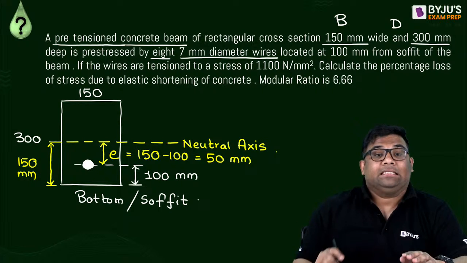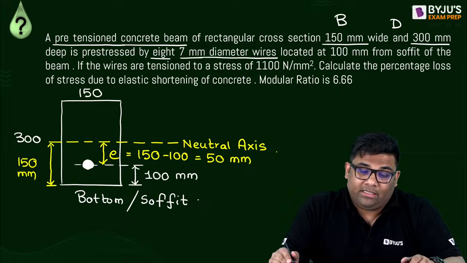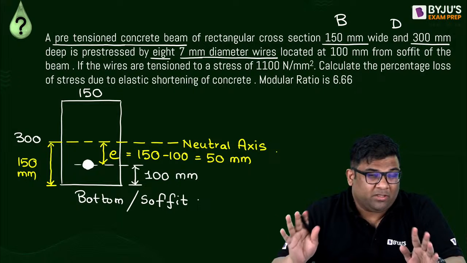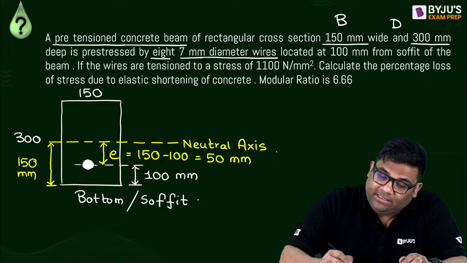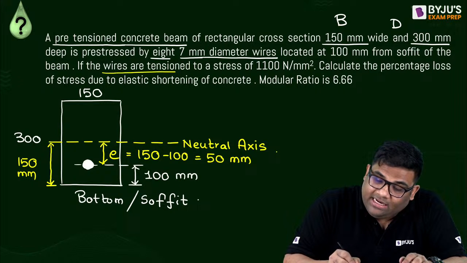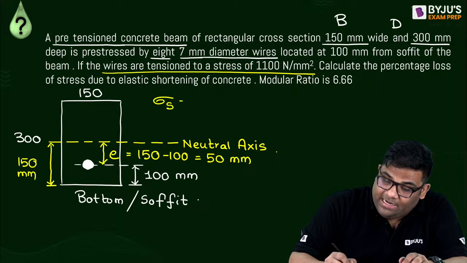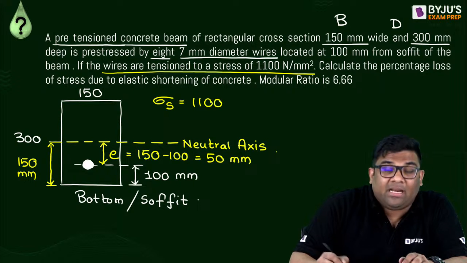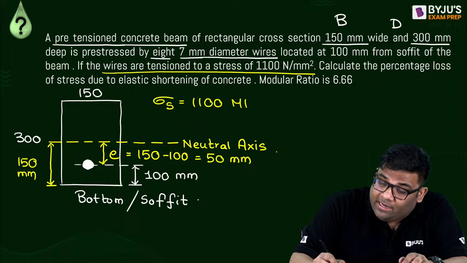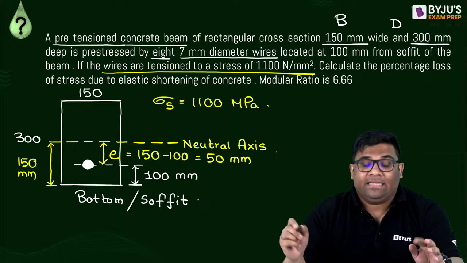Very nice. Now the next aim is to find out the pre-stressing force, because P is there in the formula. Now you see the wires are tensioned to a stress of 1100. This is the initial stress given, right? It is given as 1100 Newton per mm square, or I can say 1100 MPa.